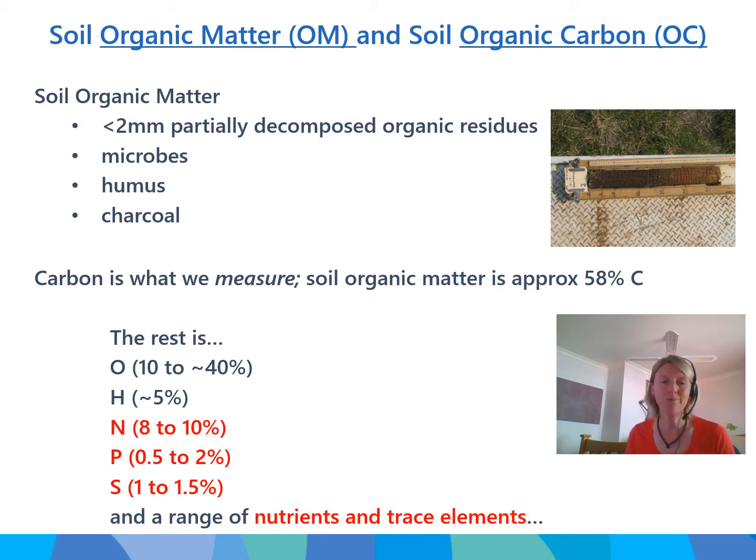Carbon, on the other hand, is what we actually measure. So soil organic matter is made up of 58% carbon and 42% other nutrients. And those other nutrients are really important for productivity. So for example, nitrogen, phosphorus, and sulfur.